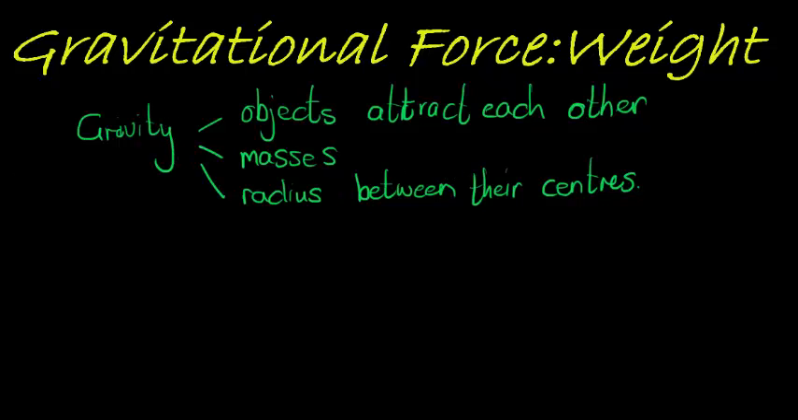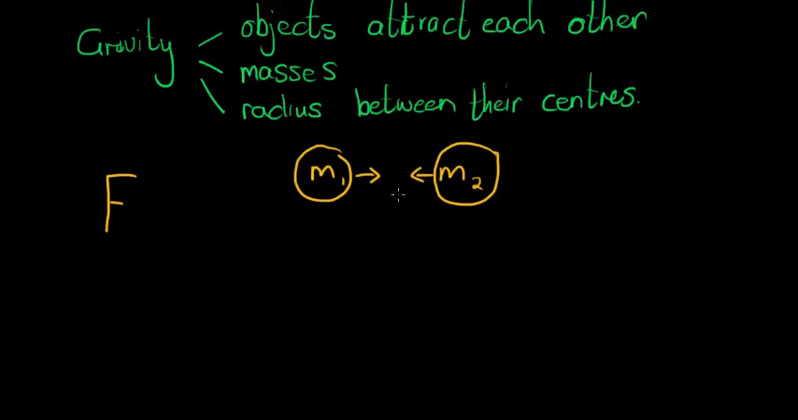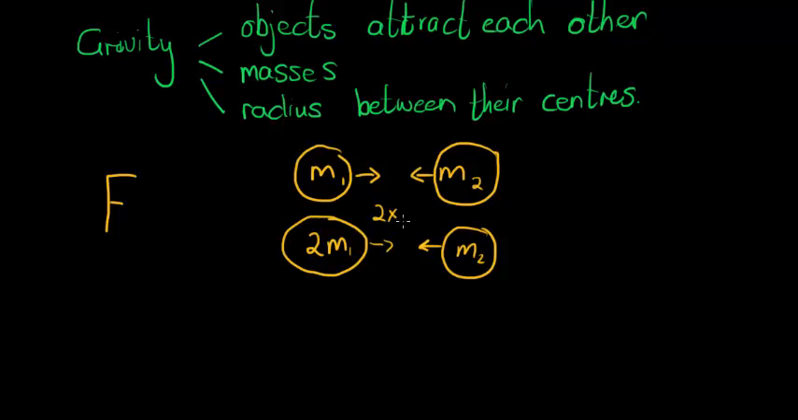So Newton did this experiment, and he looked at force. He measured force, and he saw that if I have a mass versus a mass, two masses, then he noticed that there existed a force attracting these two objects to one another. Then he noticed that if one of the objects doubled in mass and the other object stayed the same, the force actually also doubled.